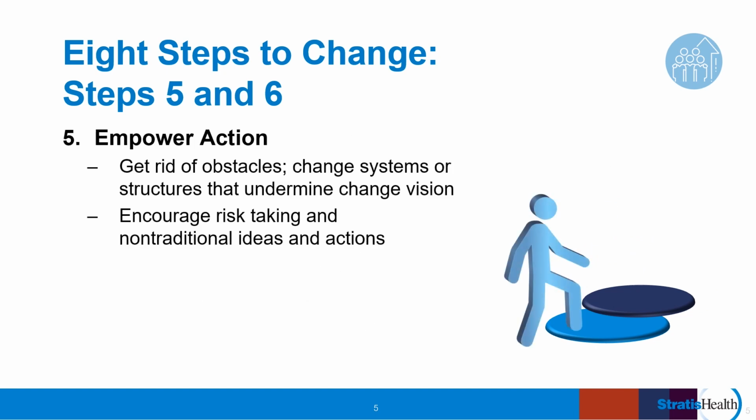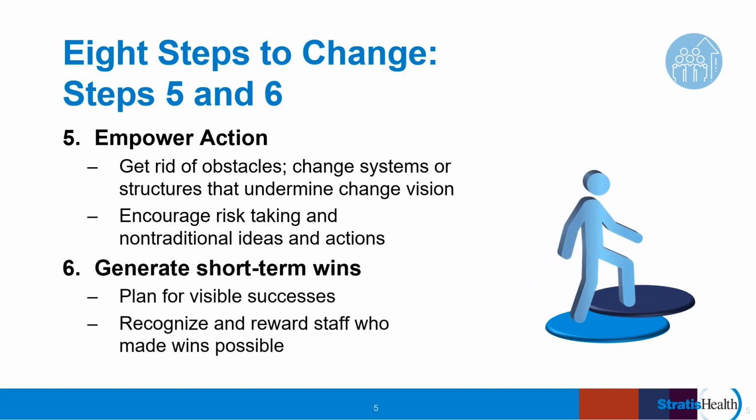Step number 5 is to empower action. Get rid of obstacles and change systems or structures that undermine the change vision. Think back to the Lewin model, where we identified restraining factors. Encourage risk-taking and non-traditional ideas and actions. By doing so, you are fostering an environment of creativity and productive brainstorming.